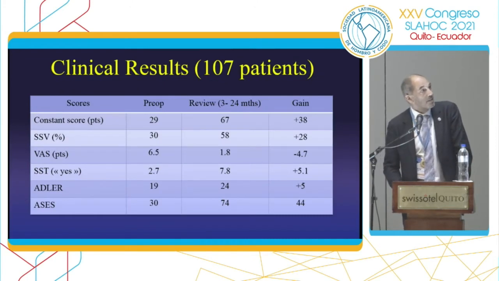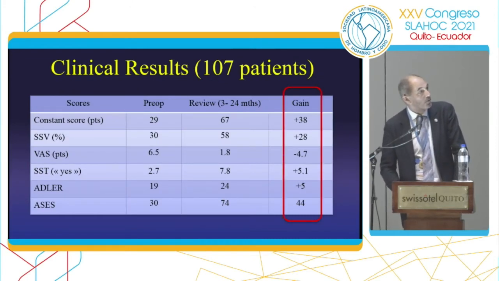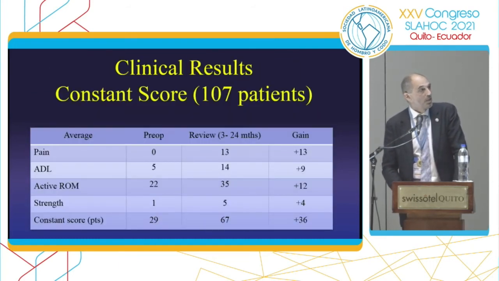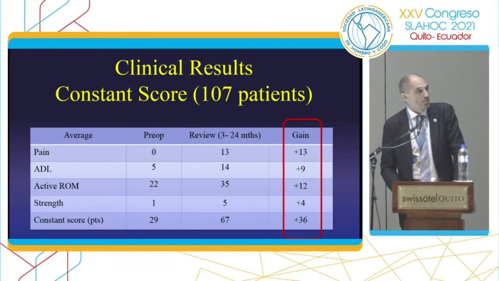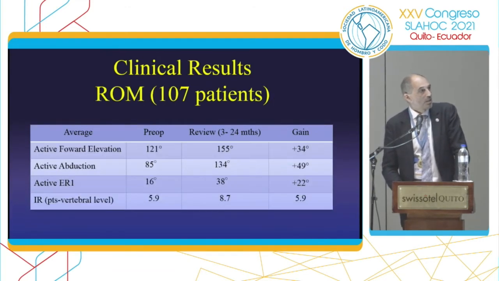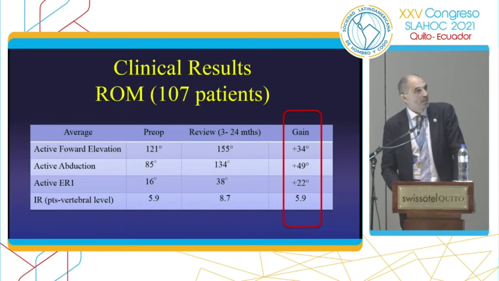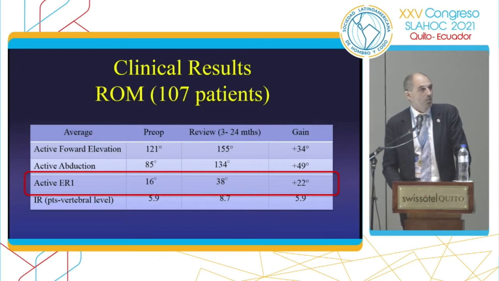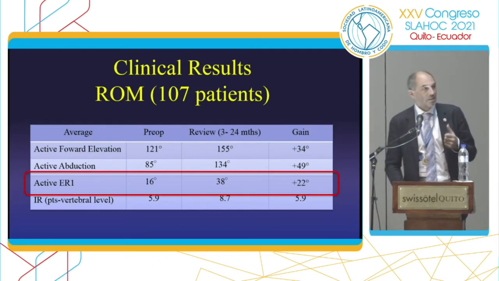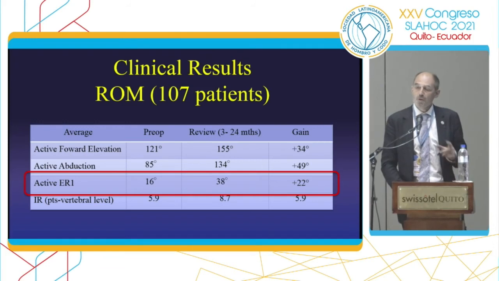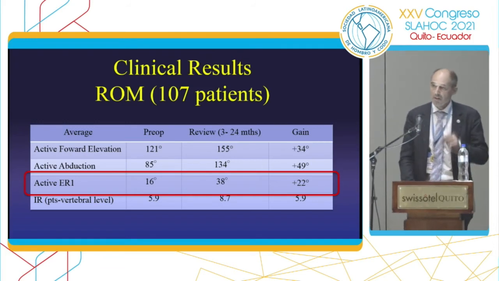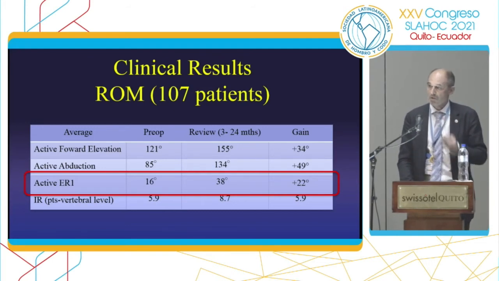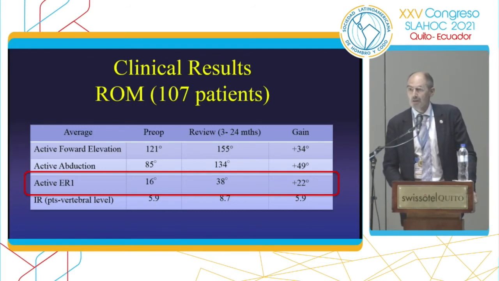These are my clinical results with the Constant score, the gain, SSV, VAS, SST, so we have improvement of all the scores. You can see the details of the Constant score, and one point is the active range of motion, what is the gain, and especially active external rotation. You can see I can improve on average by 22 degrees with the lat dorsi, but with the lower trapezius, it's more than 50. So if you want to recreate external rotation, the lower trapezius is better than the lat dorsi.